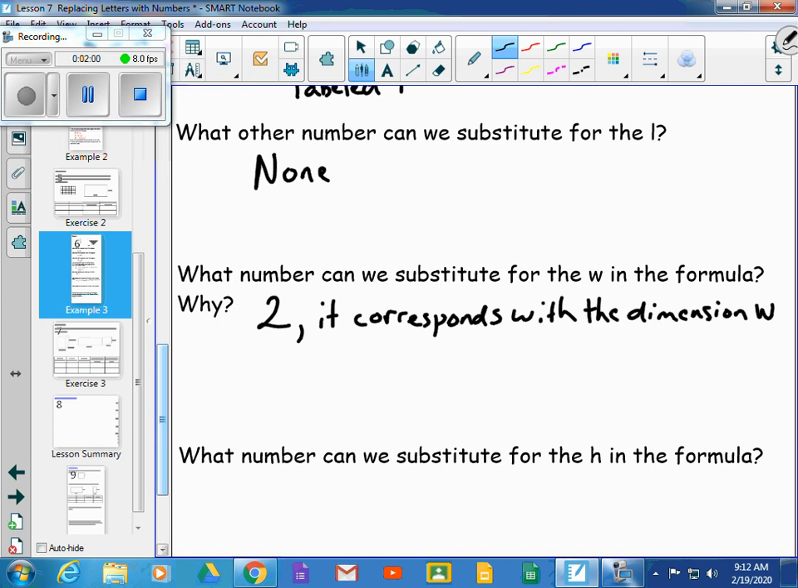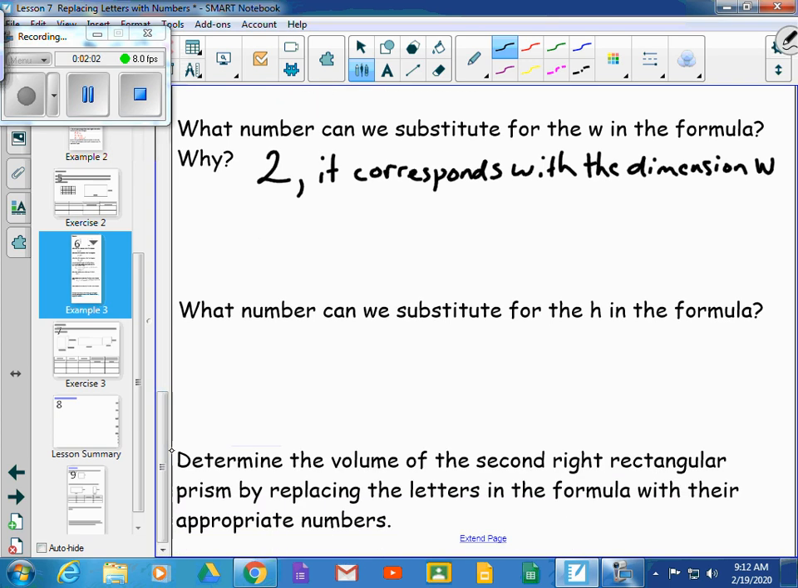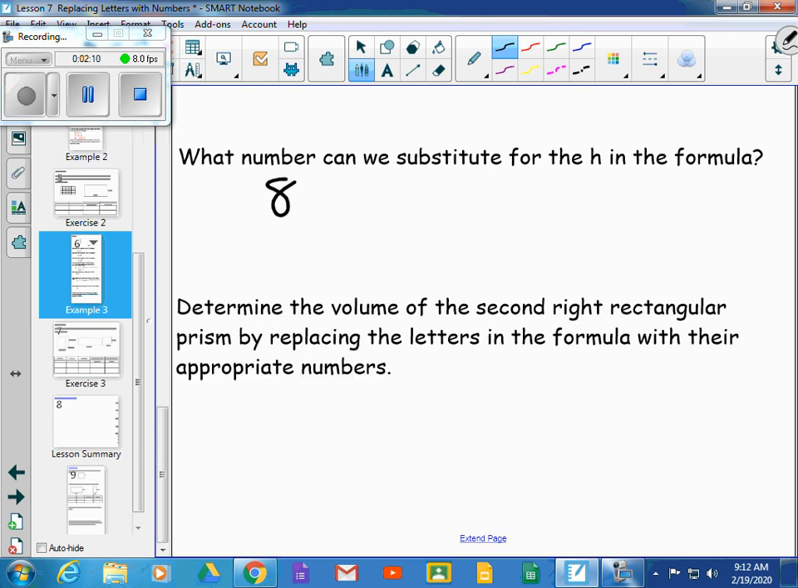And then what can we substitute for H? This is on the next page in the formula. We can substitute the 8 in there. Now they want us to determine the volume of the second right rectangular prism by replacing the letters in the formula with their appropriate numbers.